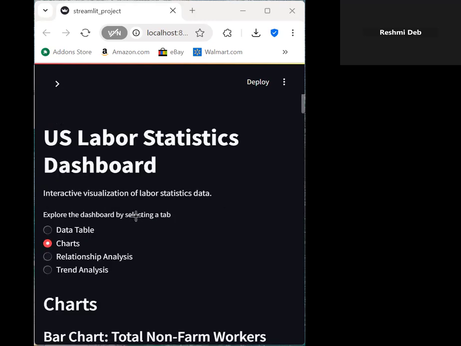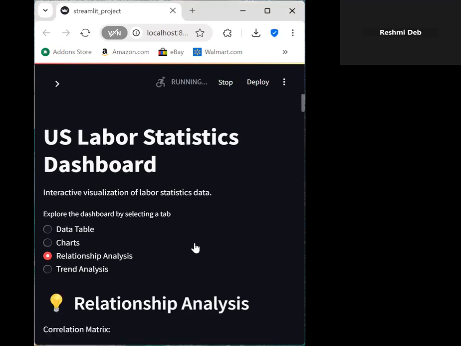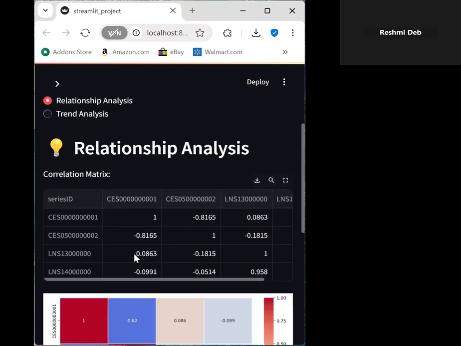Next, we go to our third tab, which is the relationship analysis. Here, in the relationship analysis, the diagonal elements are 1, 1, 1, which means they are perfectly correlated, and the positive and negative correlation values show how related they are. Negative values mean they are not much correlated, so the two series IDs are not very related, and positive numbers mean highly correlated.